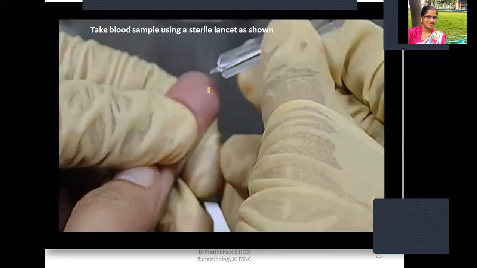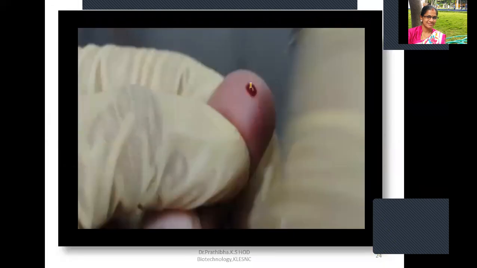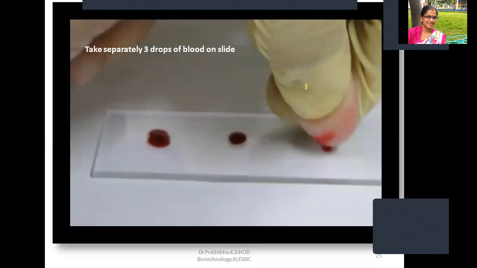After swabbing, you are going to prick. Take a blood sample using a sterile lancet as shown and drop the blood onto the slide. While dropping, put some pressure and hold the finger. Then you'll get a drop of blood like this. Remove the first drop of blood; the second, third, and fourth drops you need to place on the slide.